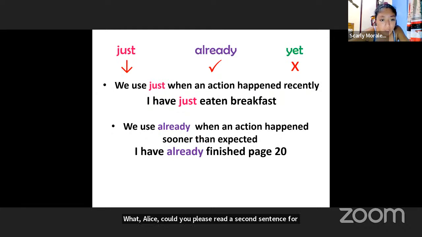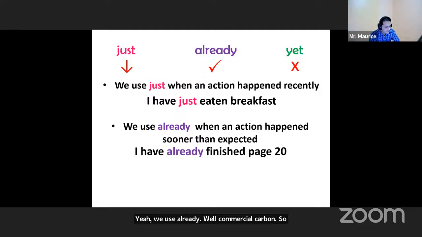We use already when an action happens sooner than expected. I have already finished page 12. Okay, thank you very much. So, the word already means ya.